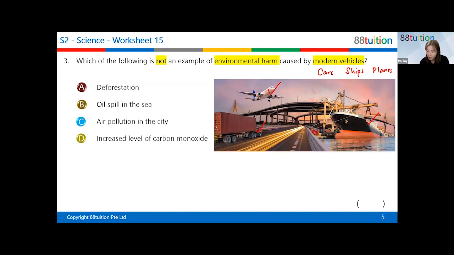Okay, what else? For the ships, right? If there's an accident sometimes or leakage, you can also have oil spills. So this is an environmental problem. Air pollution, definitely, okay? Then increased level of carbon monoxide. All of them can actually release this. Now, deforestation, okay, so what is the meaning of deforestation?